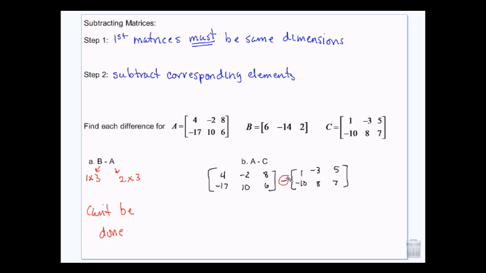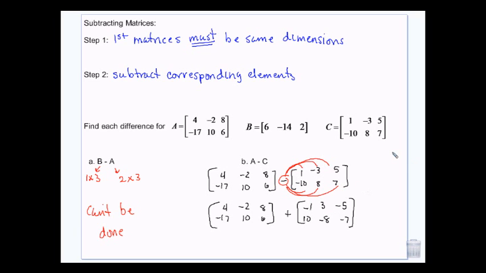But what I need to remember is I'm subtracting, so that changes every single sign. So this is the same thing as adding the opposites, right? So if you're doing minus negative 10, it becomes plus 10.